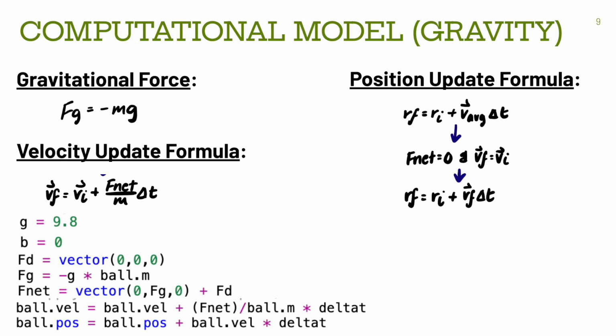So firstly, I used the gravitational force, and I was able to input g as 9.8, and put in Fg as negative g times the mass of the ball. Then I put the drag as 0 because there is no drag, and I inserted the F net including just Fg. Then I was able to use the position update formula and the velocity update formula to update the position and the velocity to reflect this F net.